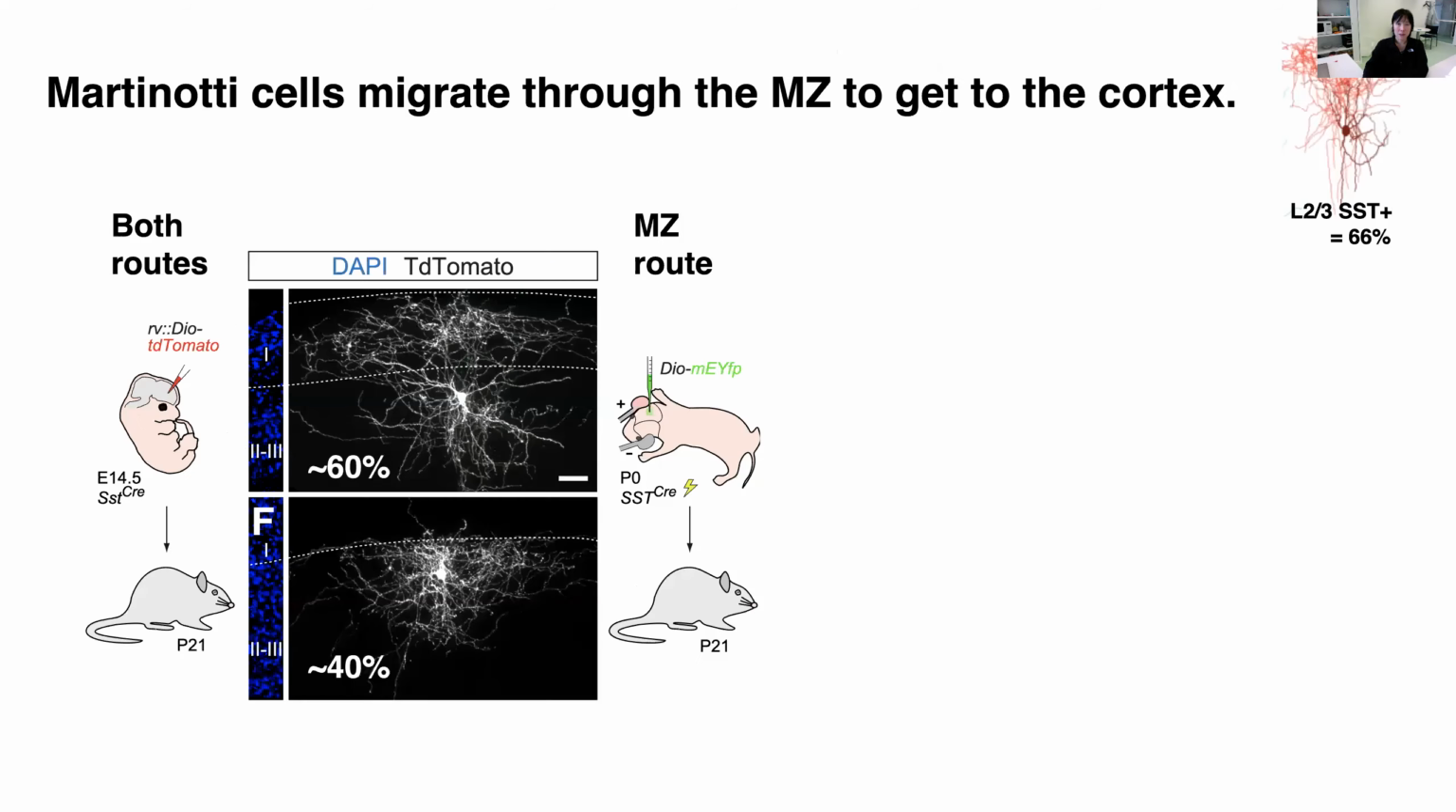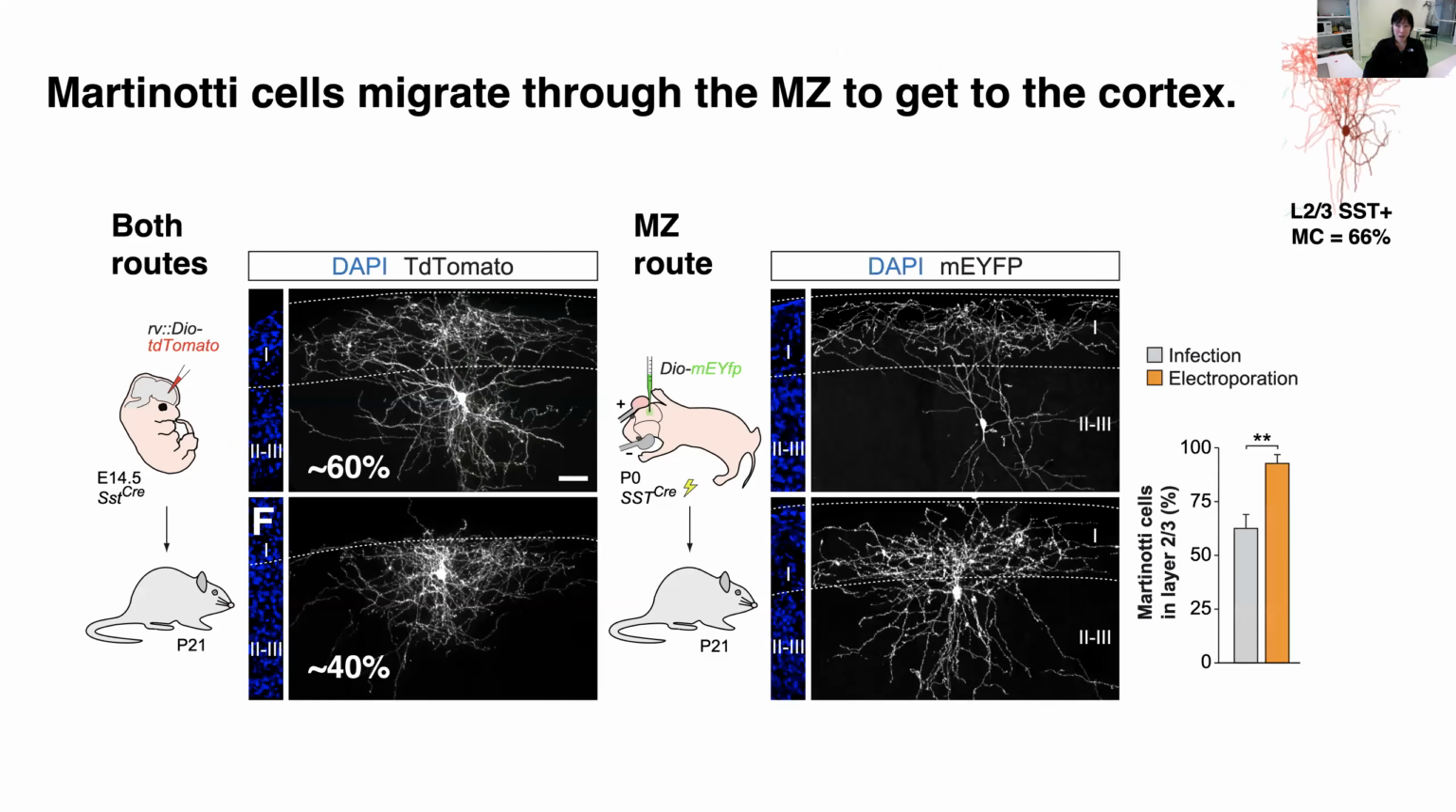through the marginal zone. So here is the experiment where I show you already the control, where we can label both routes with the retrovirus. And when we do label it with the pure electroporation, what we find is that we enrich significantly for Martinotti cells. What this tells us is that the cells taking the marginal zone eventually become Martinotti cells. So from this data, we came up with a model of why migrating through the marginal zone would be critical for these particular types of neurons.